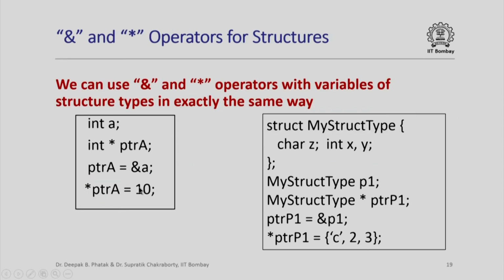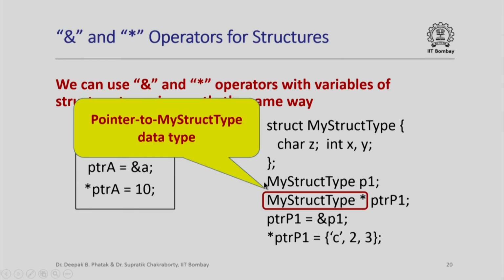Now, it turns out in C++ we can use the ampersand and star operators in exactly the same way with variables of structure types. So, here is a little C++ program fragment which uses the ampersand and star operator with structure types. Here is our mystruct type that we have seen earlier. P1 is a variable of structure type mystruct type. Pointer P1 is a variable which is of type pointer to mystruct type.